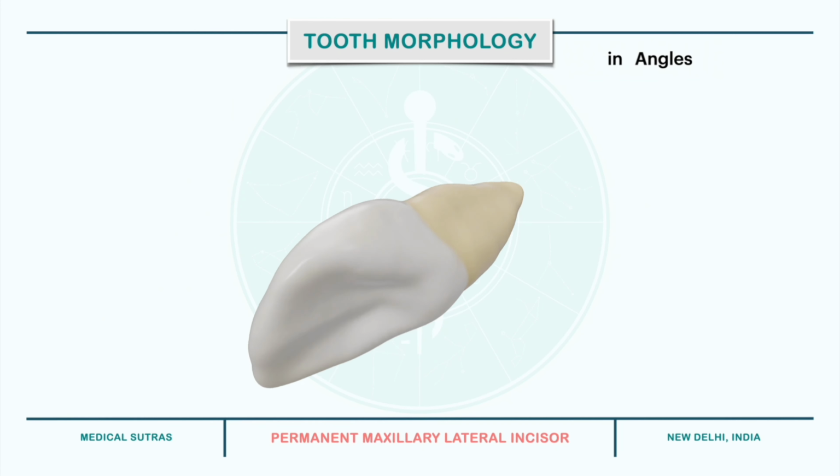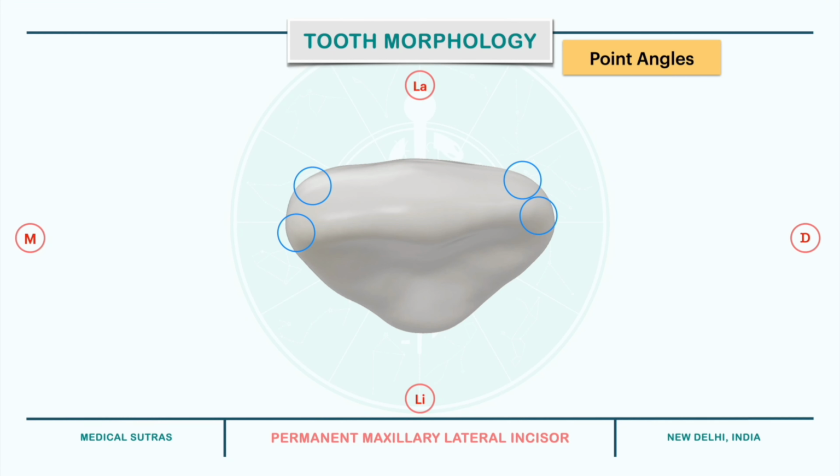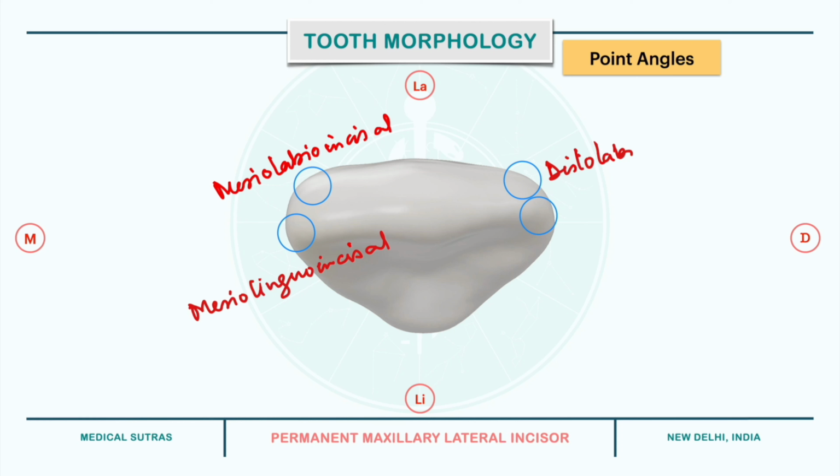There are 4 point angles. These include mesiolabioincisal between the mesial, labial and incisal surface, mesiolinguoincisal between the mesial, lingual and incisal surface, distolabioincisal between the distal, labial and incisal surface, and distolinguoincisal between the distal, lingual and incisal surface.